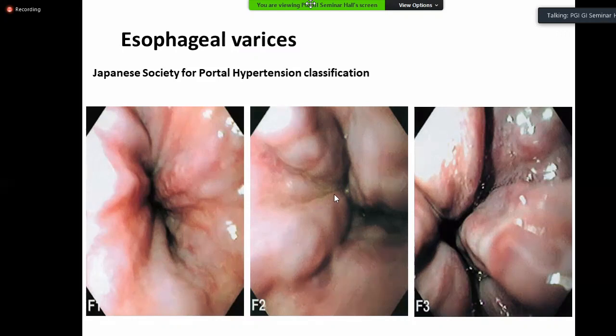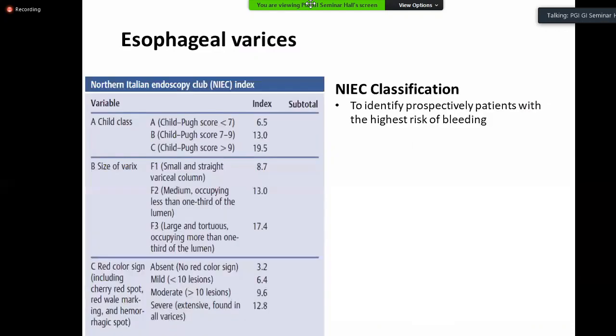Beaded varices which do not meet in the center, the lumen can still be seen, are F2. And if the lumen can get obliterated because of the varices without inflating air, then these are F3. So F3 varices will be generally tortuous, F2 may be beaded, but the size is the main thing, size and straight or tortuous or beaded.